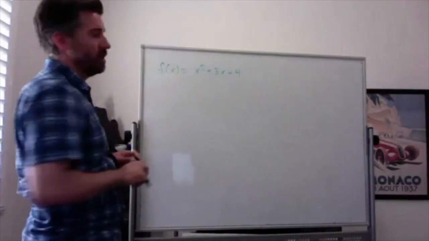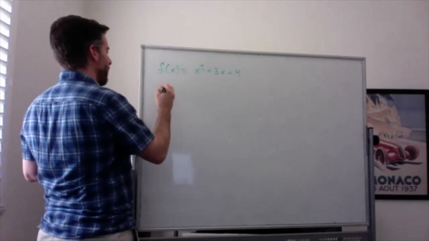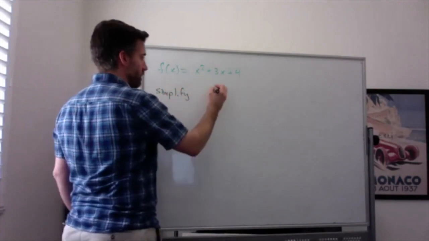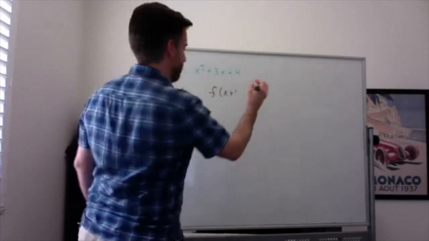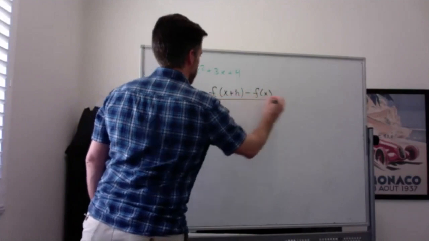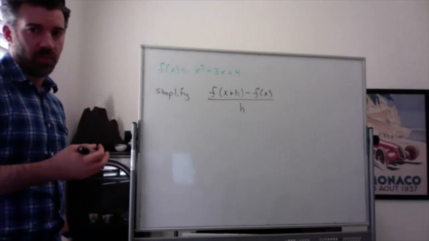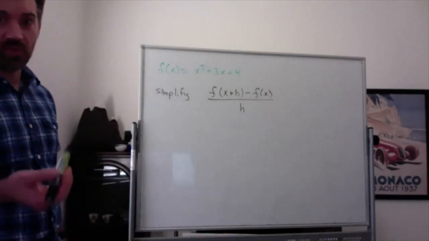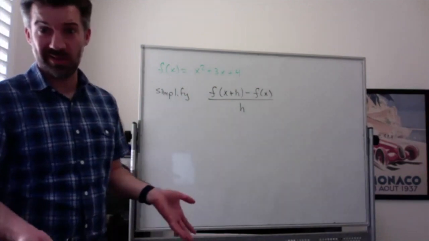So we're looking at the function f of x equals x squared plus 3x plus 4, and we want to simplify the difference quotient, which is f of x plus h minus f of x all over h. Now, what I really should point out here is that what we're actually doing is finding the slope of a line between 2 points, right?